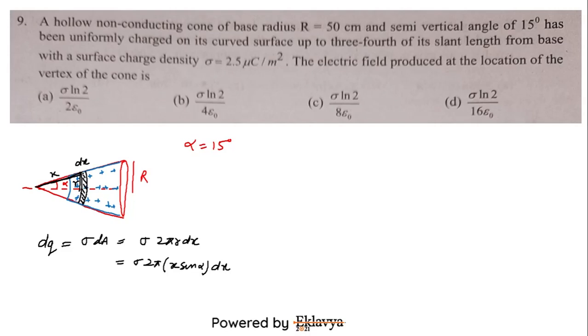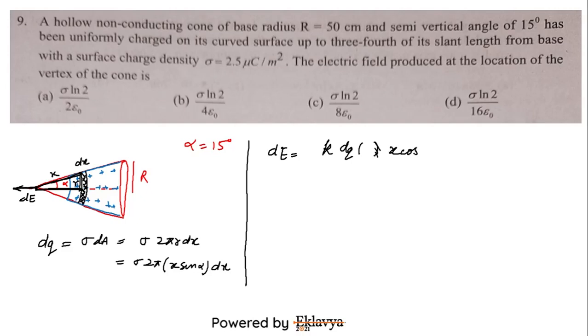Next, we are going to write the electric field due to this elemental ring at the vertex. So let's call it dE. dE will be written as k into charge into x. Now in the formula for electric field due to a ring at a point on the axis of the ring, the distance that we write is actually the distance from the center of the ring to the point where we are trying to find the electric field. So this distance we have to write.